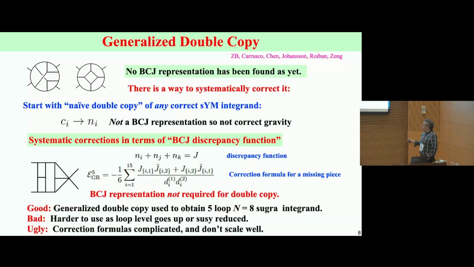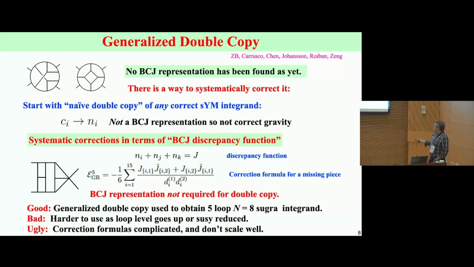And there's a set of formulas that you can find called BCJ discrepancy functions. It's basically the triplet of numerators doesn't satisfy the right Jacobi identity. It's broken. But then you take that broken function, and you can use it to find patching functions, like contact terms that are missing. You can systematically work this out. And this worked well enough, at least, to get the N=8 supergravity in 5 loops.